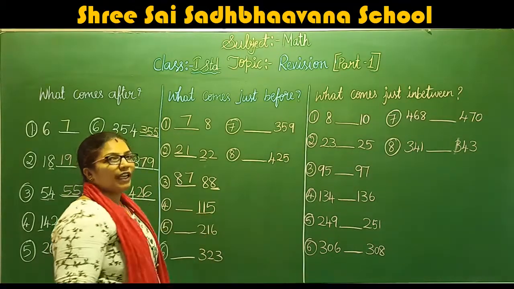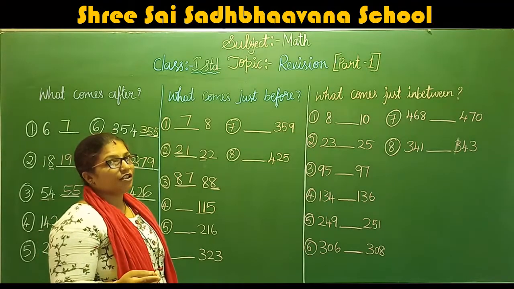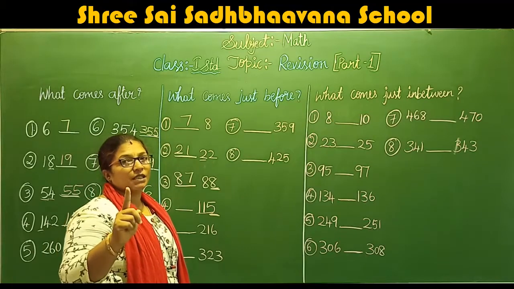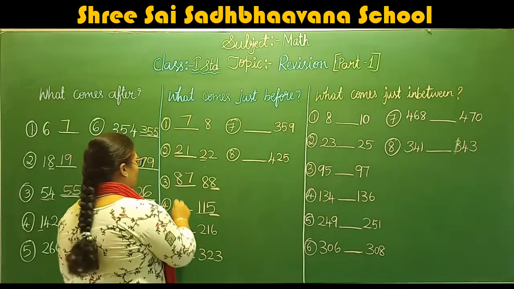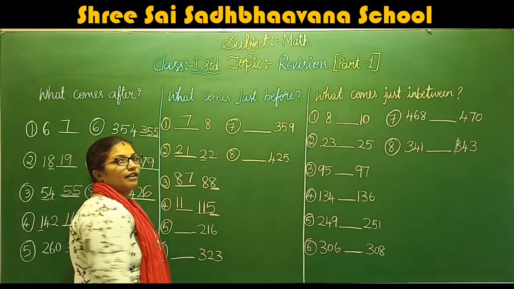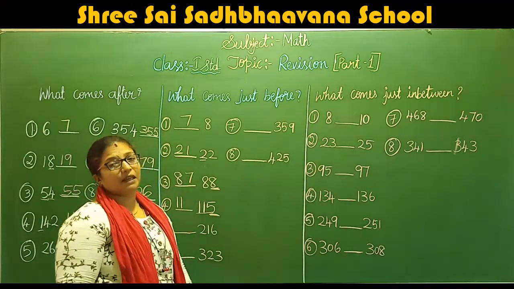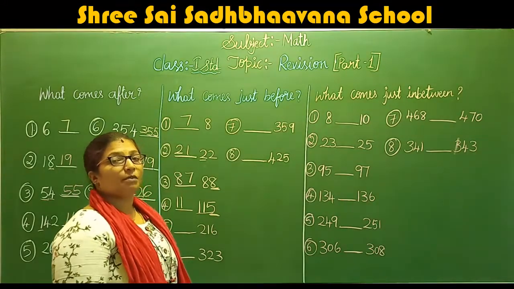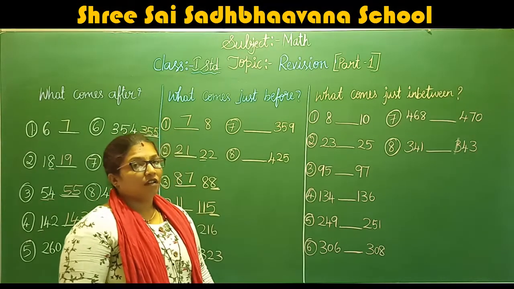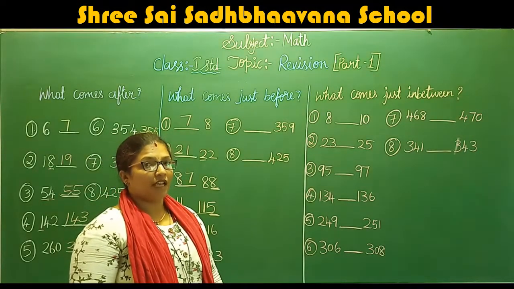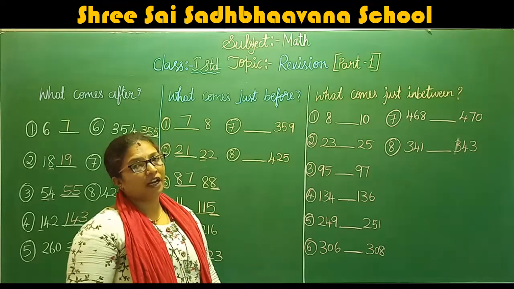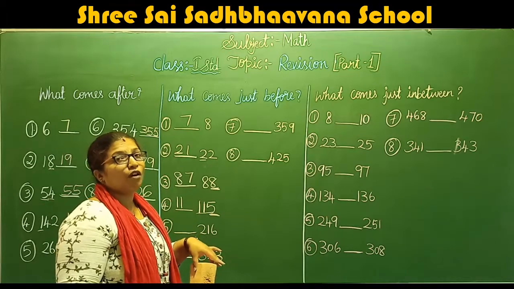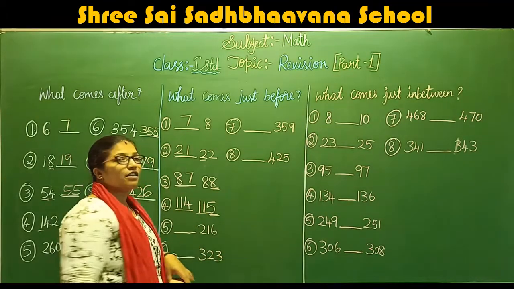So here I gave 3-digit numbers. Even in 3-digit numbers, only the ones place number is going to change. 110 will be the same. So what is the backward number for 5? 9, 8, 7, 6, 5, 4. What is the backward number? 5 before is 4. So you have to write 4. 114.